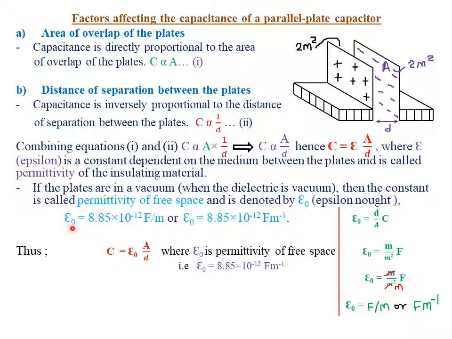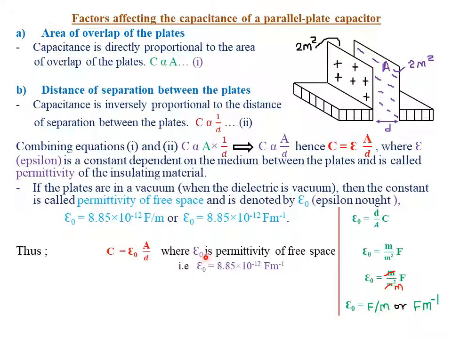The permittivity of free space, epsilon naught, is given by 8.85 times 10 power negative 12 farad per meter. Applying the laws of indices, we can rewrite this as 8.85 times 10 power negative 12 farad meter power negative 1. Therefore, if I rewrite this formula, substituting epsilon with epsilon naught, that is, if the material separating the plates is a vacuum, then C will be equal to epsilon naught times the area of overlap between the plates, divided by the distance of separation between the plates.